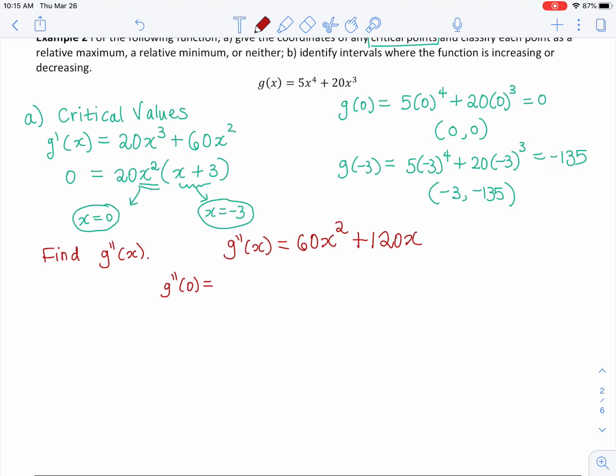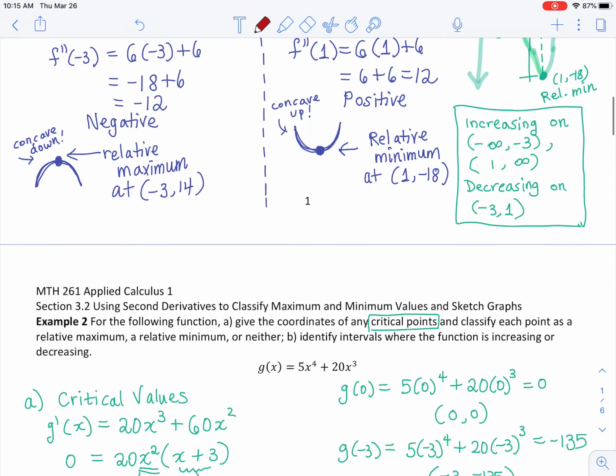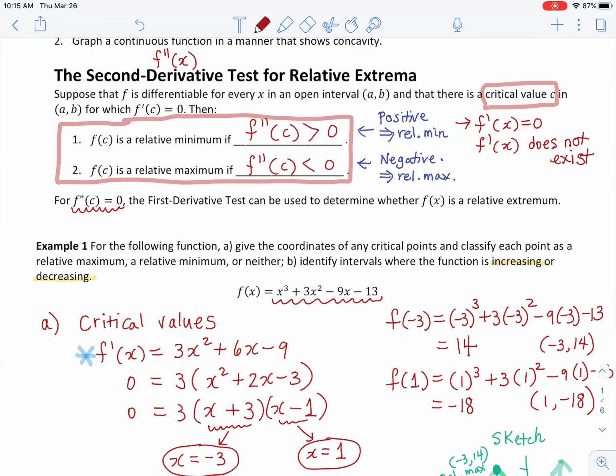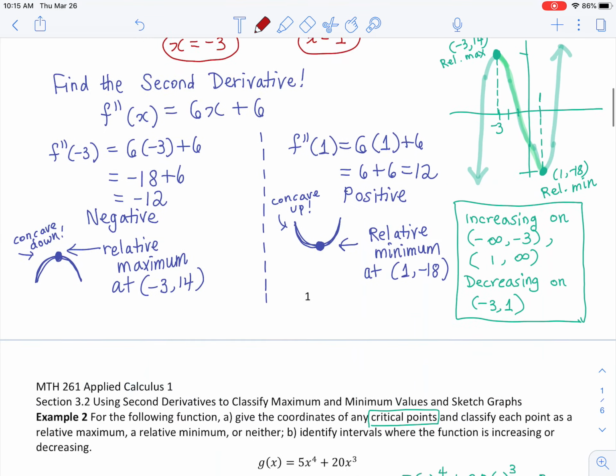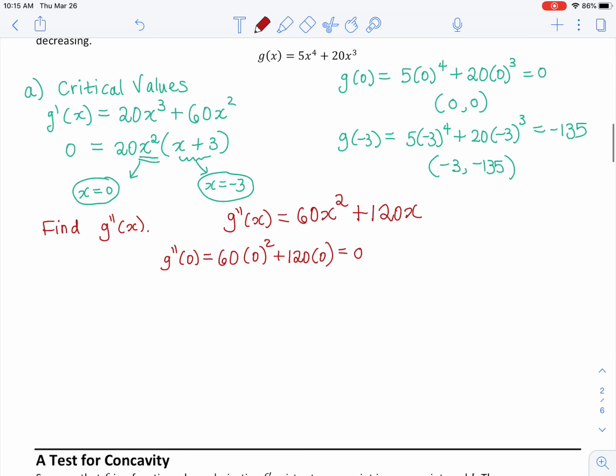Let's find G double prime of 0. That's going to be 60 times 0 squared plus 120 times 0. Uh-oh. What's that going to give us, guys? That's going to give you 0. So the second derivative test failed on us. You know why? Because if the second derivative comes out to be 0, this is the third case. They told us to go back to the first derivative test. So unfortunately, this is the case where we have to go back to what we learned in lesson 3.1. So great way to review, right?